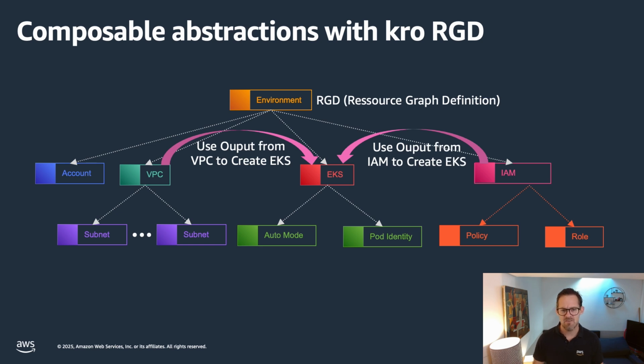Let's see how we can leverage KRO and ACK together to create composable abstractions to create our infrastructure components with VPC and EKS clusters to run our application.